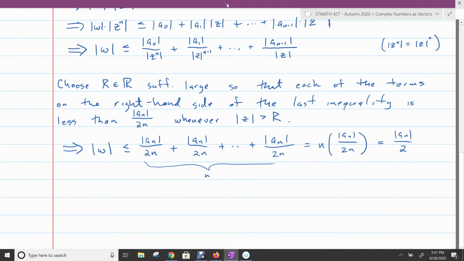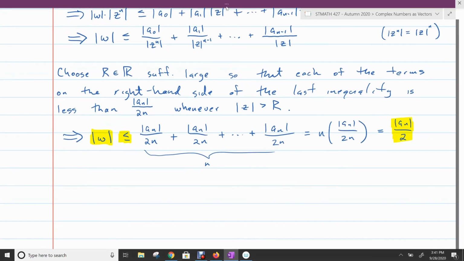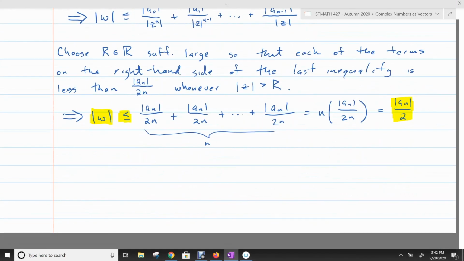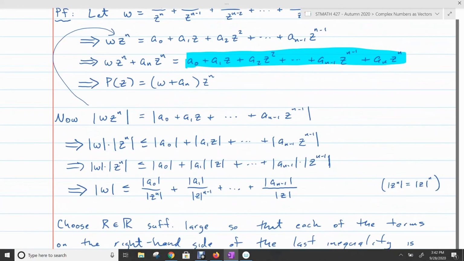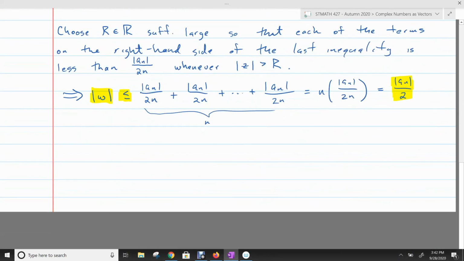So here's what we know. This is less than or equal to this in yellow. That's the part that we care about. Now, you may remember I said we just need to connect this back to the original polynomial, which we know has a connection to this w, according to this formula here. So now that we've got a bound on that w, that pretty much gives us the game.